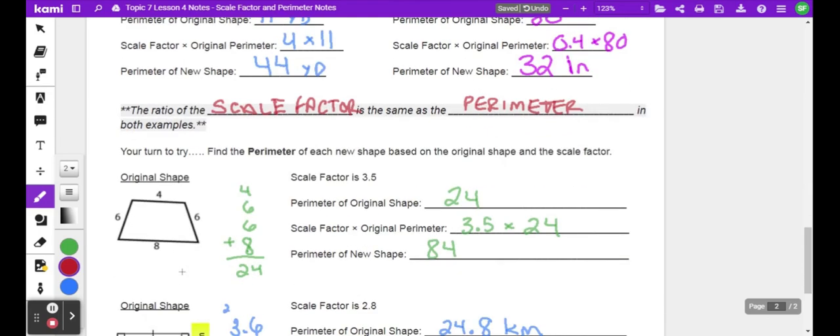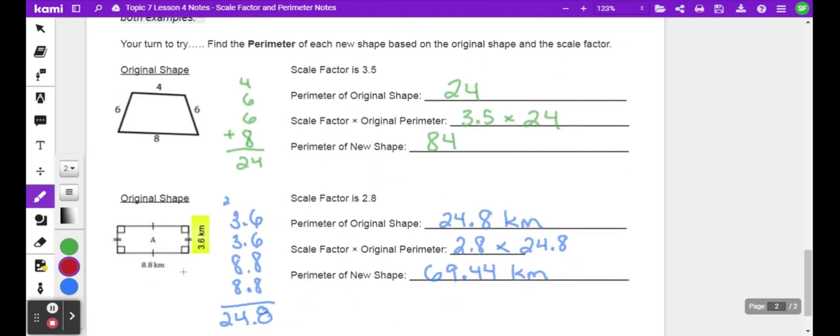All right, if you scroll down, you can see the results for the 2 practice problems that I wanted you to try. Again, pretty basic, pretty simple. In that first example, the scale factor is 3.5. So all I needed to do is find the perimeter by adding the 4 sides together and then multiply that scale factor times that original perimeter. That gives me the value of the new perimeter.